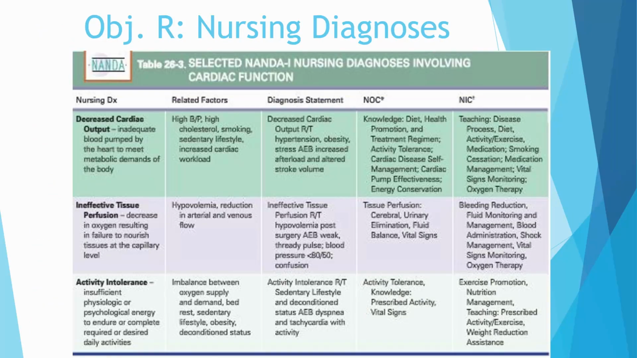Now this slide lists different nursing diagnoses, interventions, and outcomes. A few examples of nursing diagnoses include decreased cardiac output, ineffective tissue perfusion, and activity intolerance. So what does the NOC and NIC stand for? That's noted on this slide at the top of the right-hand columns. Well, if you're not familiar with that, NIC is Nursing Interventions Classification, and NOC is Nursing Outcomes Classification.